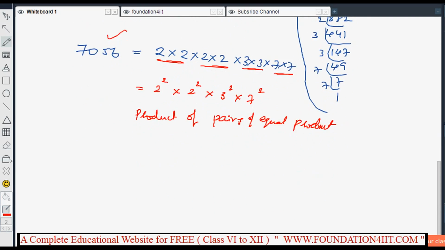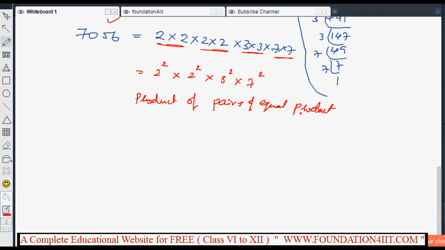If we can write the product of pairs of equal factors, so these equal factors, 2, 3, 7 are the factors. So if we can write a number as a product of pairs of equal factors, that number is nothing but a perfect square.